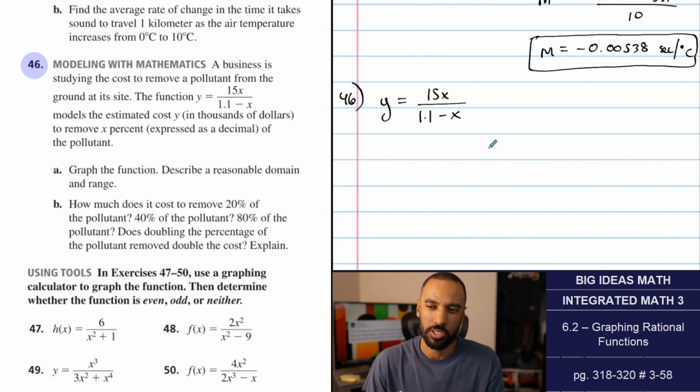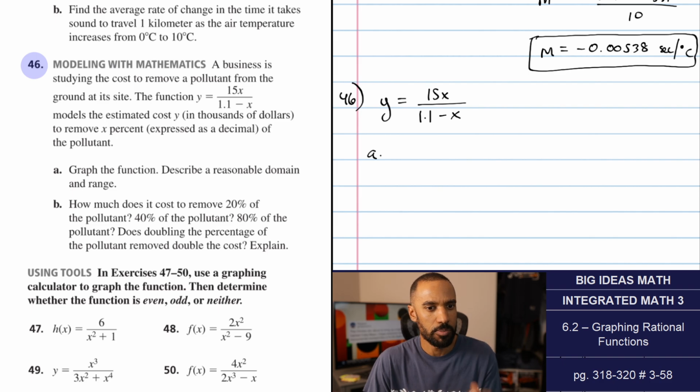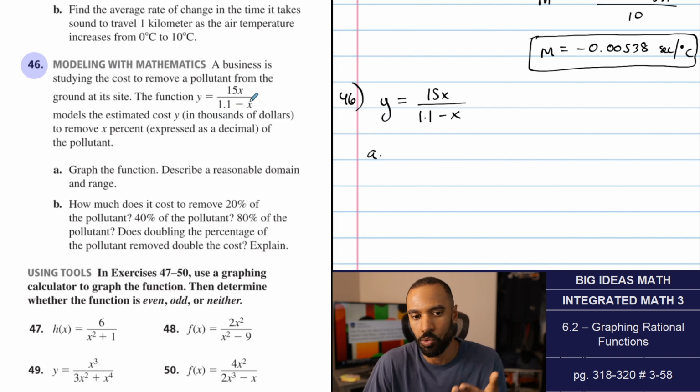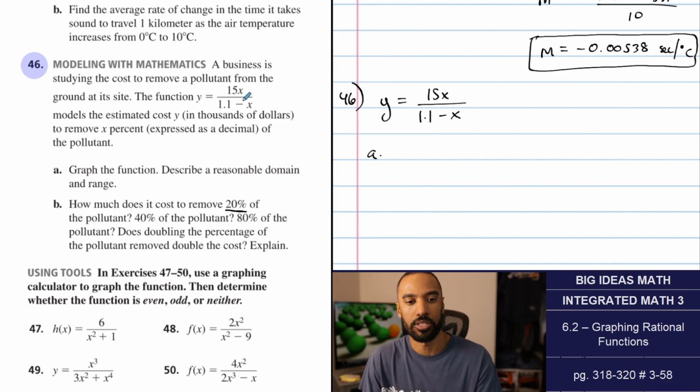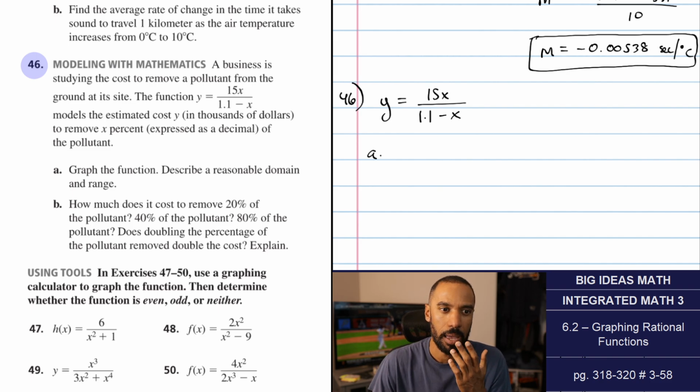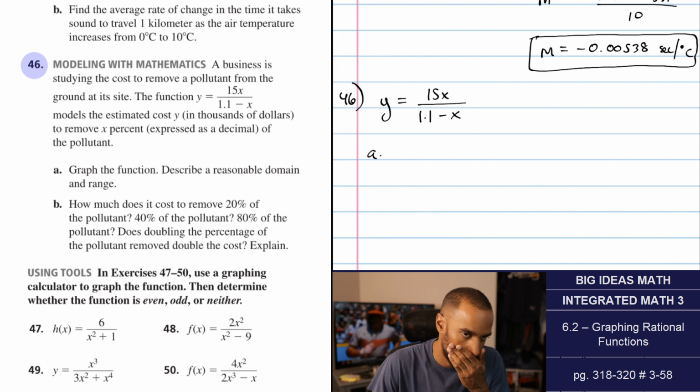All right, I don't know if they want us to use a calculator or not. I don't know, are the numbers bad? The vertical asymptote's 1.1. Maybe I should just use the graphing calculator. But do negative numbers matter? The function represents the estimated cost to remove x%. So I guess x is the decimal equivalent. So 0.2 would be 20%, things like that. And then we'll know how much it costs in thousands of dollars. I'm going to use the graphing calculator. I think we have to plug in some numbers there anyway to make this thing work.